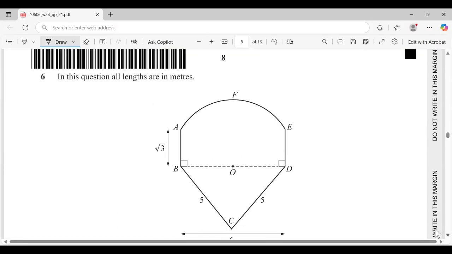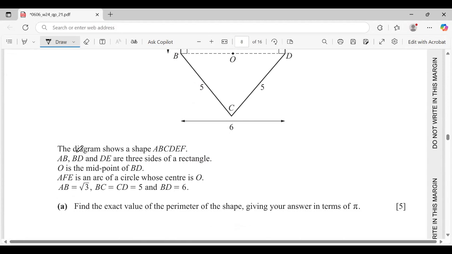Number 6. In this question, all lengths are in meters. So look at this diagram. The diagram shows a shape ABCDEF. AB, BD, and DE are three sides of a rectangle. O is the midpoint of BD. AFE is an arc of a circle whose center is O. AB equals square root 3, BC equals CD equals 5, and BD equals 6. Find the exact value of the perimeter of the shape. Give your answer in terms of pi.